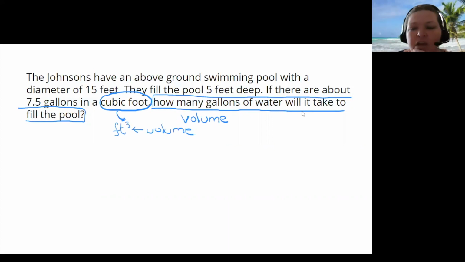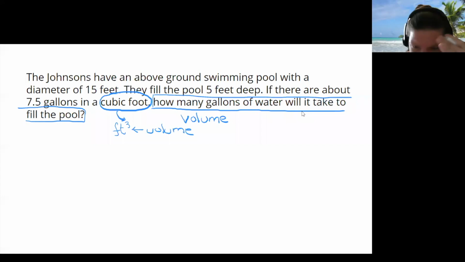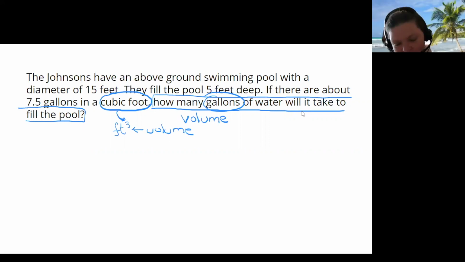Beautiful. Not the only clue in this word problem that was volume. Does anybody else see anything else that could help me to know that this was a volume problem? Gallons. Gallon is a volume measurement, how much it fills. Absolutely. That's another clue. Not even the one I was thinking of. Yes. How about you, Stephen? What were you thinking? I saw fill. Absolutely. That's the one I was looking at too.